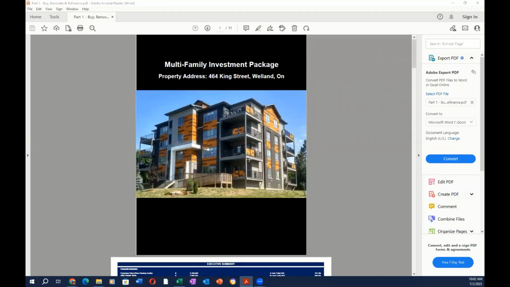Welcome to the multifamily investment package and underwriting tutorial. The goal of this session is to walk through how to utilize the multifamily underwriting tool. The goal of the tool is to provide a sleek and seamless way to allow investors to quickly and easily underwrite multifamily buy, renovate, and refinance deals.